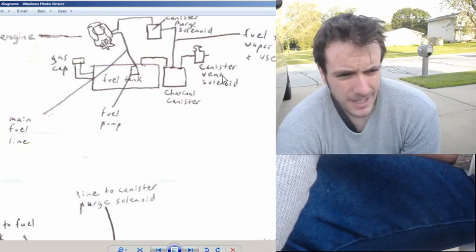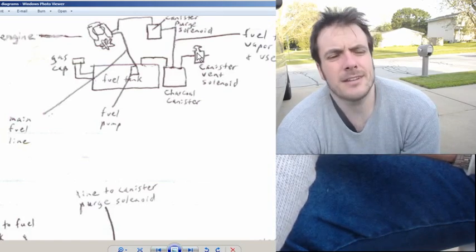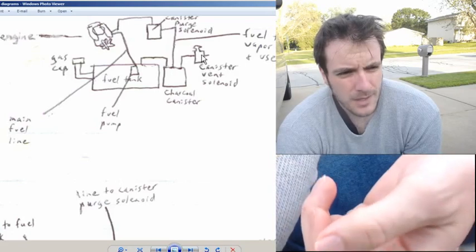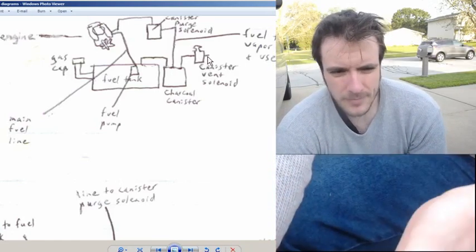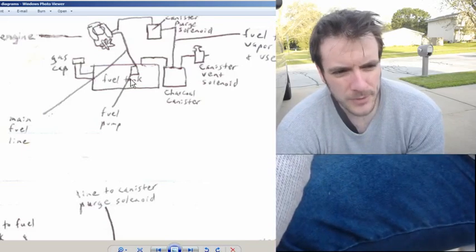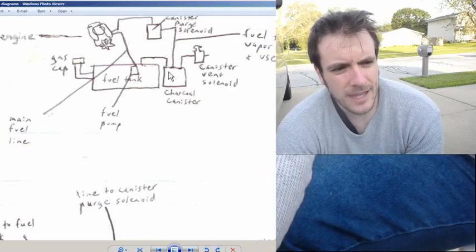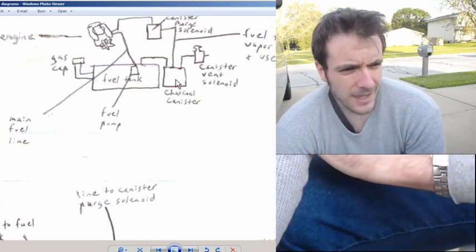So the canister vent solenoid is always left open, unless the system is doing diagnostics, which we haven't gotten into. So it's open. It's always open. When you pour in fuel, the air escapes through there after passing through the charcoal canister.